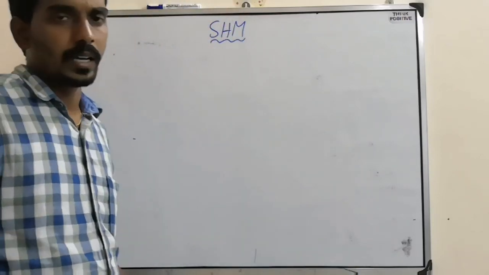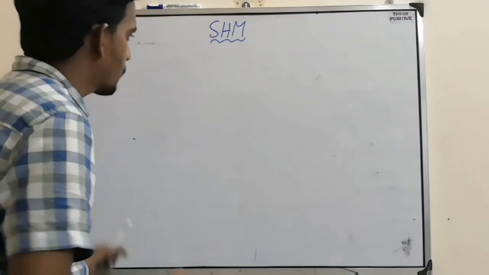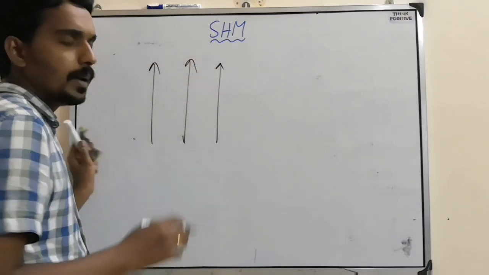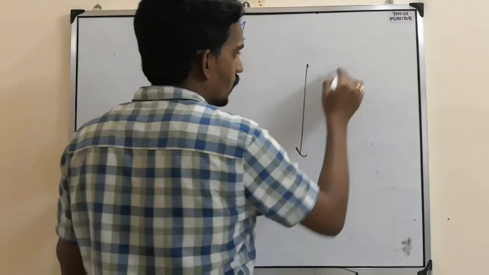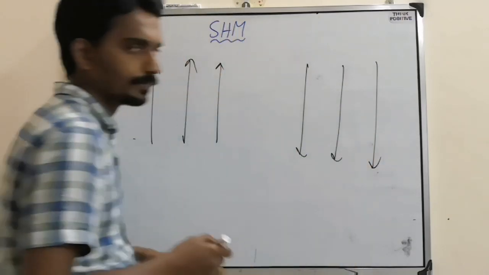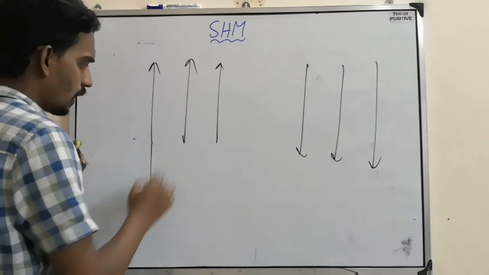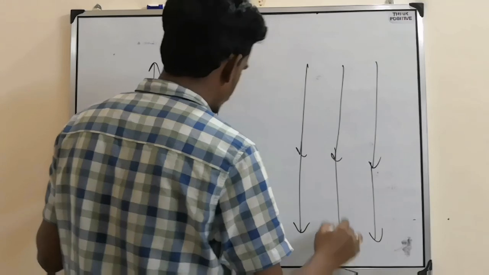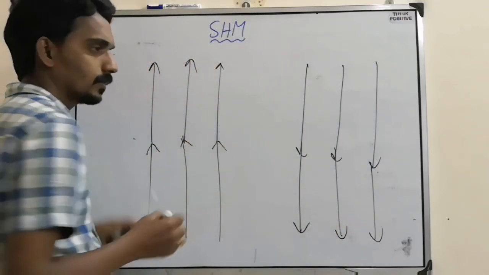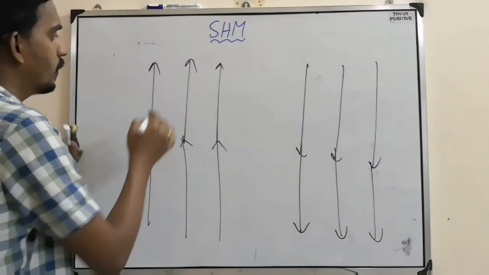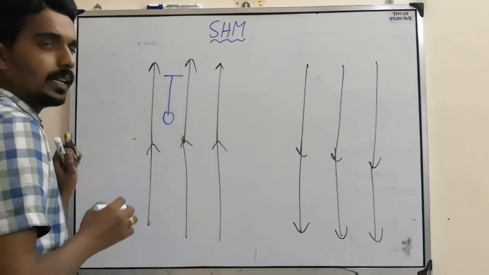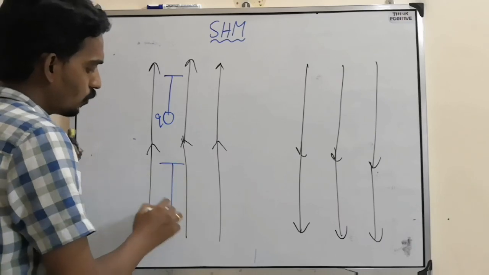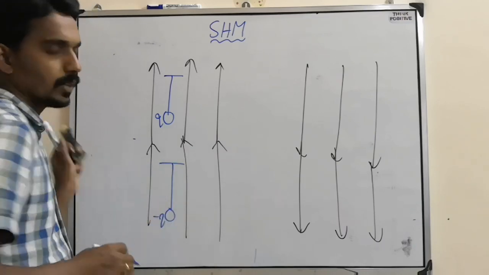Now one more last and final thing I will tell you. Suppose there is some electric field, maybe upward or downward, two cases are possible. Either an upward electric field or a downward electric field. Anything is possible. Then they will keep one pendulum here and give some charge to the bob. They can give positive charge or negative charge.